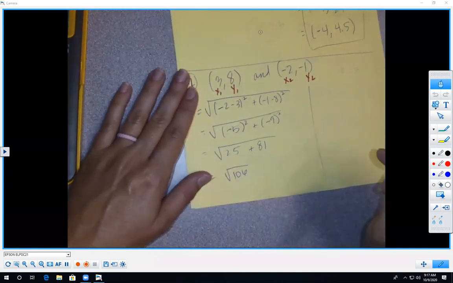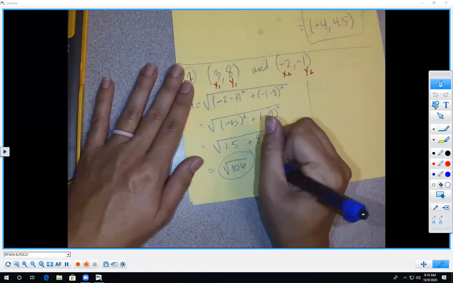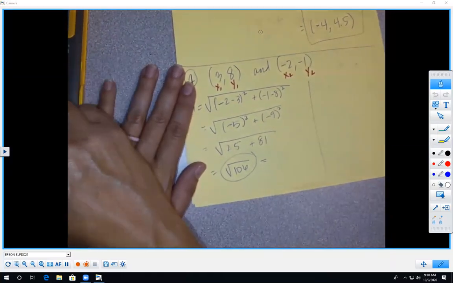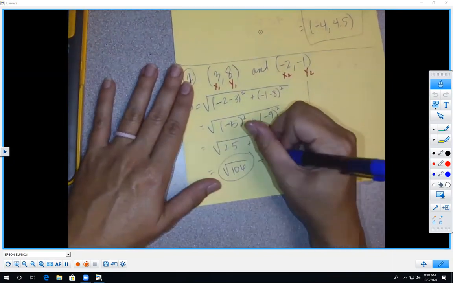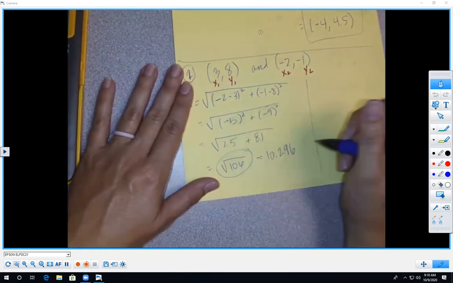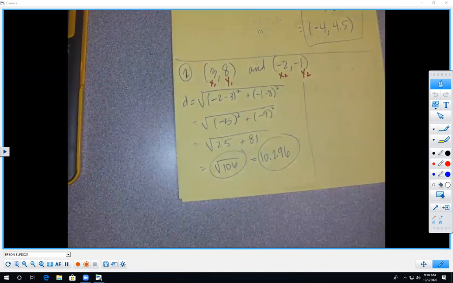And that does not break down to take anything out. So that's the exact answer, the square root of 106. And then the square root of 106 is, we got 10.296, want to round it? Questions about the distance formula there?